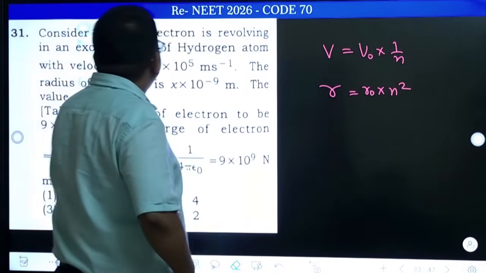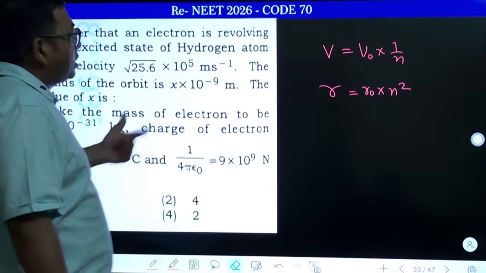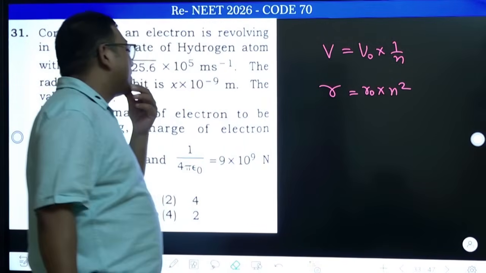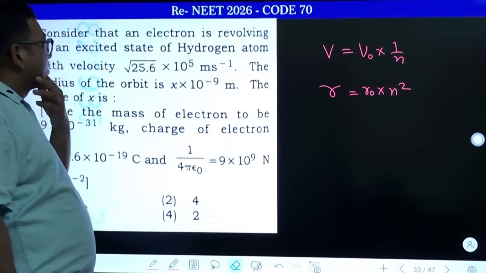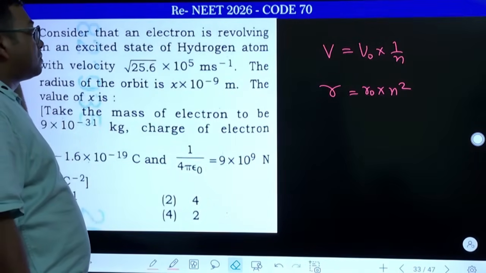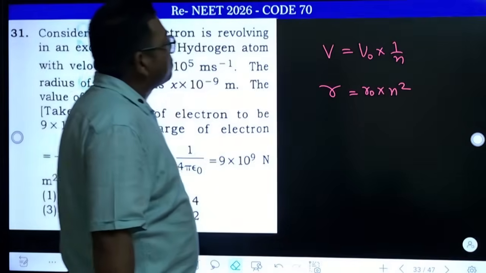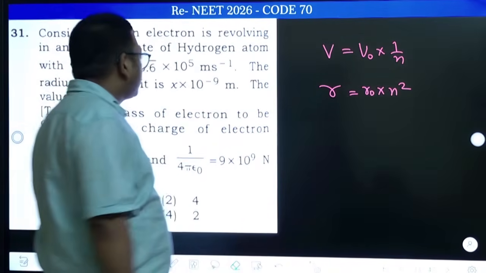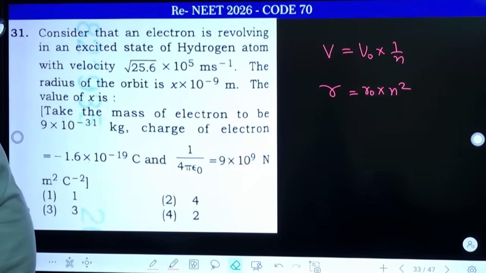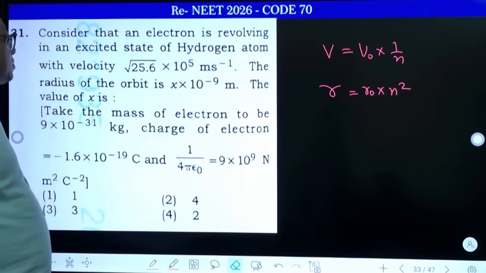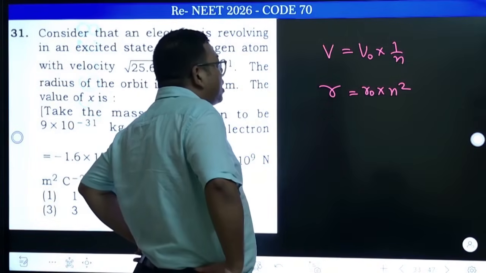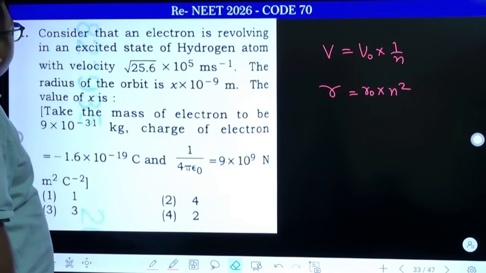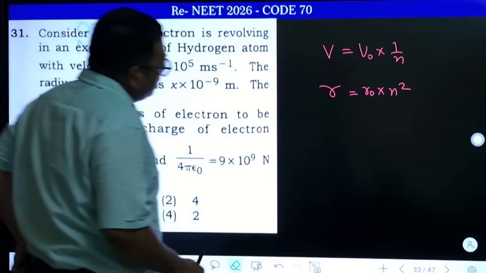What is the value of velocity in the first orbit? I think for hydrogen the first radius we know; velocity in the first orbit we should also know. Then we can quickly solve it. What will be the velocity if I substitute in terms of r? Root under 25.6 into 10 to the power 5.